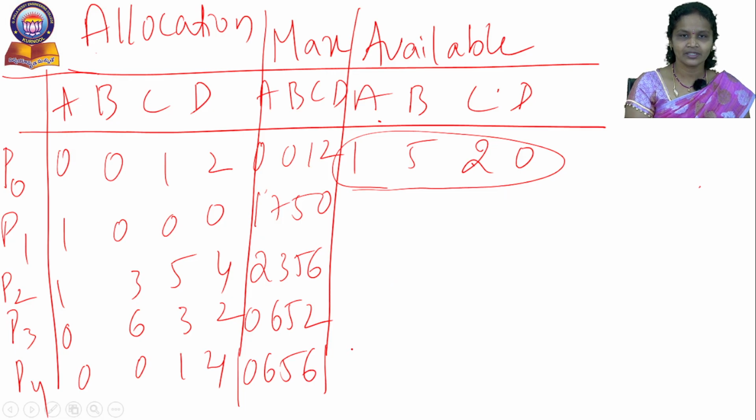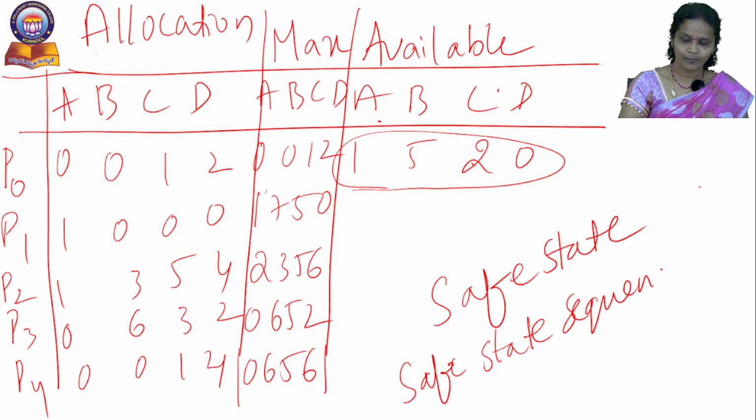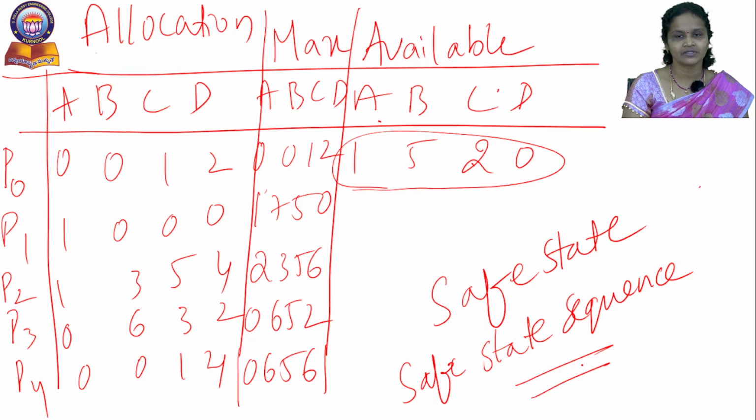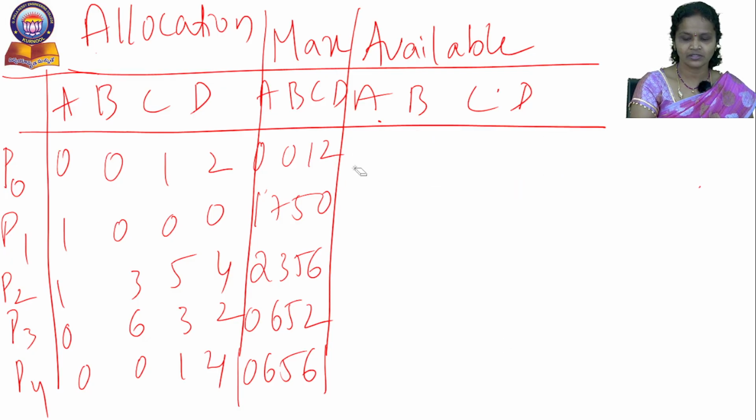Now we need to check whether the system is in a safe state or not. In order to tell whether the system is in a safe state or not, we have to find the safe state sequence. Let us see whether we are able to generate such a safe state sequence with Banker's algorithm. The output of Banker's algorithm is: the algorithm has to check whether such a safe state sequence exists in the system or not. For this we have a procedure, so let us see what that procedure is.